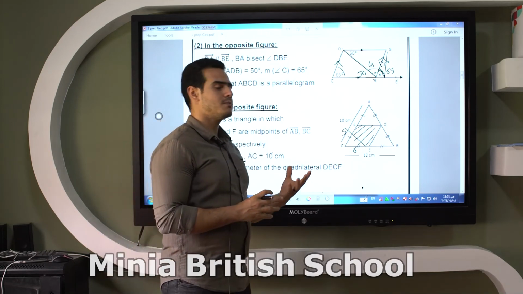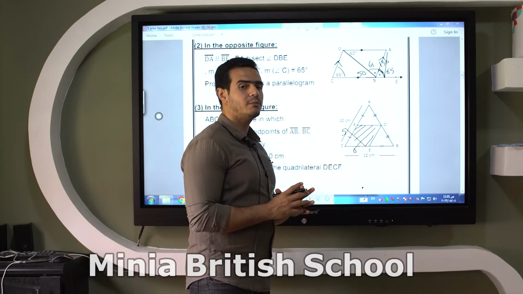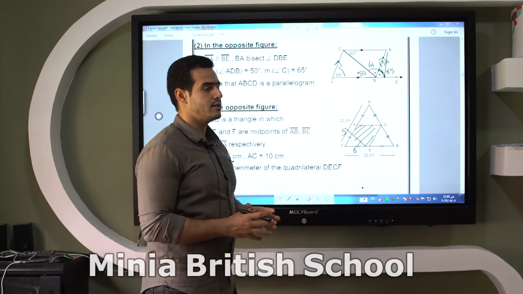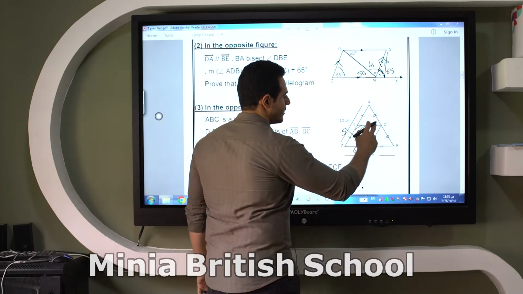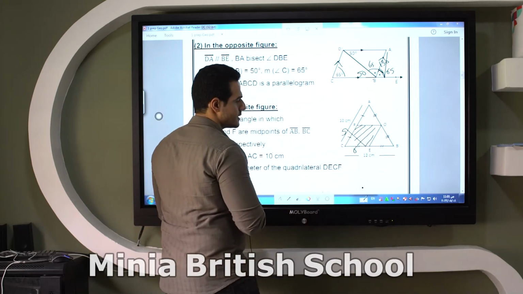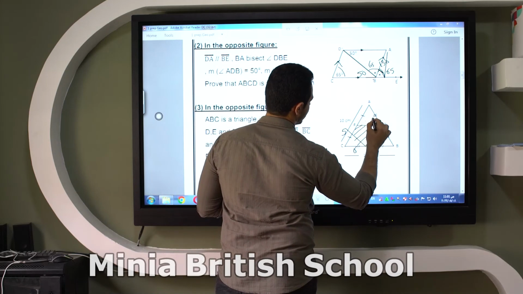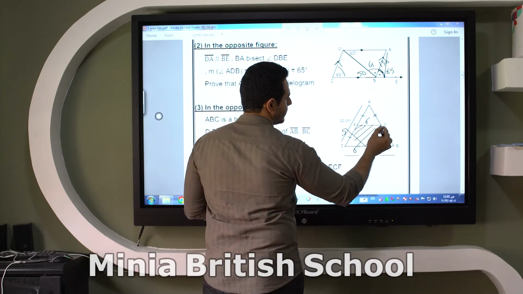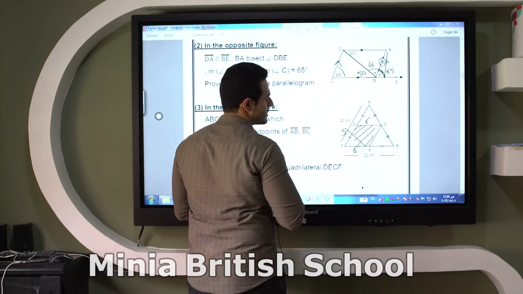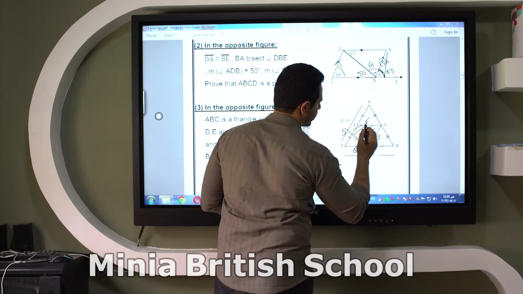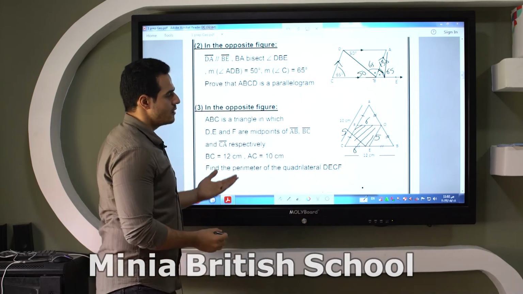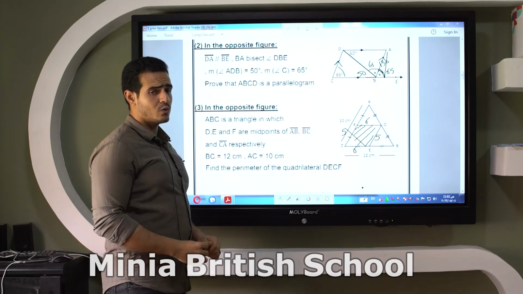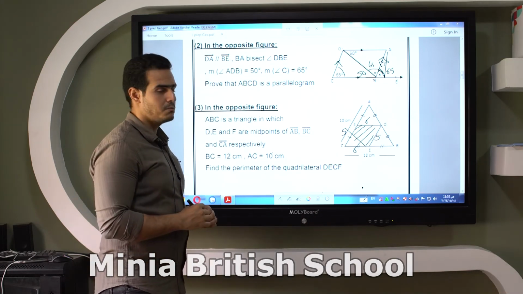We have a theorem that says the line segment joining the midpoints of two sides of a triangle equals half the third side. So DF equals half BC, so DF equals 6 centimeters. In the same way, ED equals half AC, so it equals 5. Now I can find the perimeter: 5 plus 5 plus 6 plus 6 equals 22 centimeters.